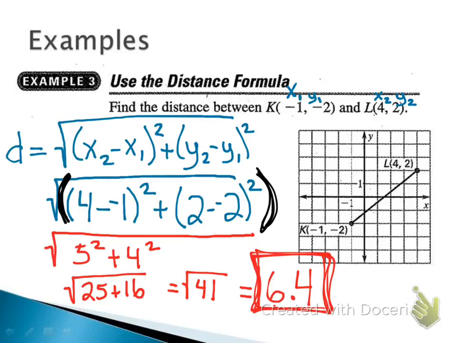I'll come and help you one-on-one if you're interested in that. Or a lot of students just forget about the square root. They do the parentheses 4 minus -1 squared plus 2 minus -2 squared. And that'll give you 41. And then they just type in square root of 41 and get that. So that might be a little easier if you want to save the square root to the very end. But I will come around now and help whoever needs it.